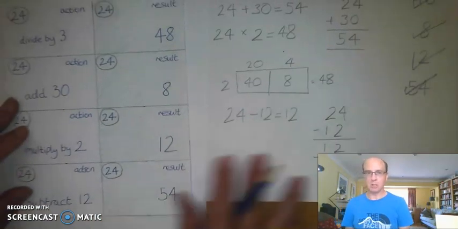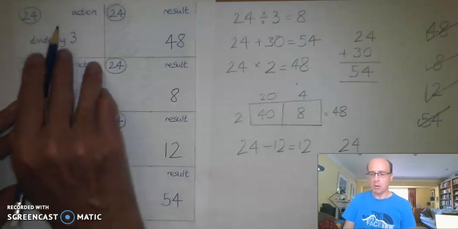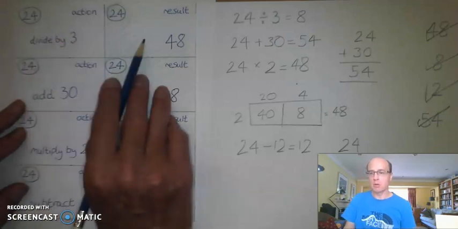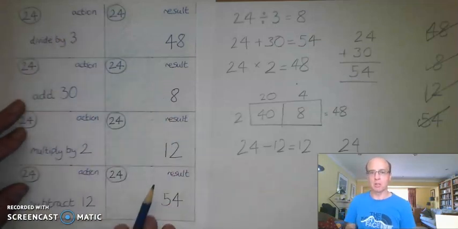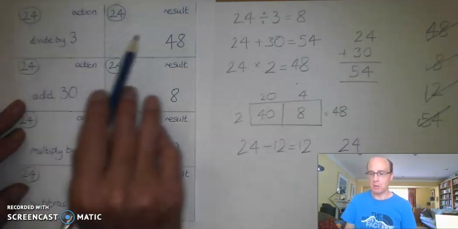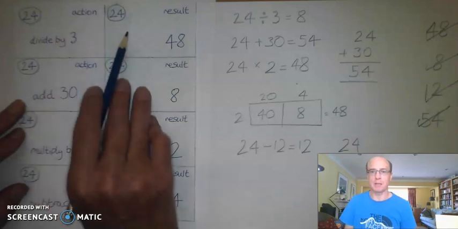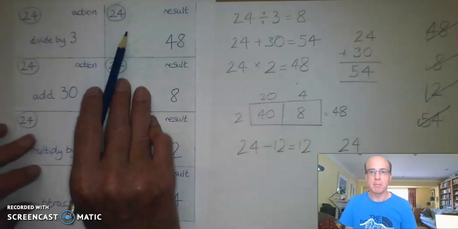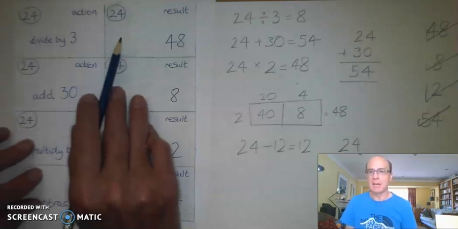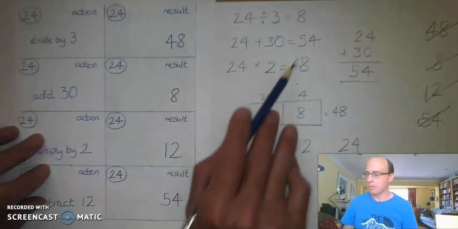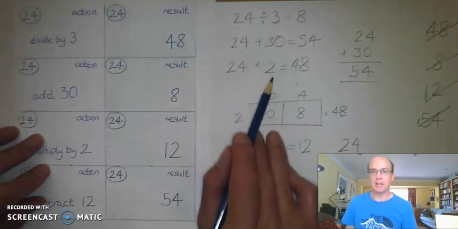So I've managed to match up one of the cards on the left, one of the cards on the right. They should all match up, so there should be one result card for one action card, and you should be able to match them up. So pick your difficulty level, pick either the easier ones, the medium ones, or the slightly harder questions, and give them a go.